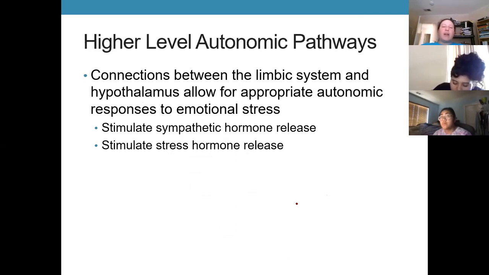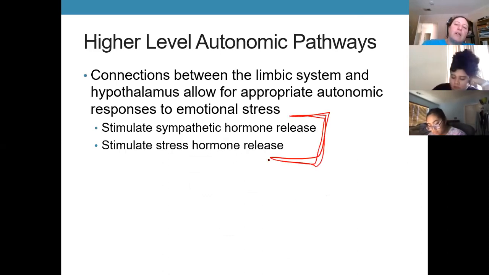The limbic system hypothalamic connections, as I said, are important for appropriate autonomic responses to emotional stress, okay? So again, it's knowing how to manage your autonomic tone based on your emotional state, because your emotional state should reflect whether or not you need to be ready for fight or flight or whether you are safe to relax. But that's, of course, also why things that cause us anxiety are going to cause higher levels of sympathetic tone. Even though we should be safe, there's no physical threat, our body still reacts as if there is because of this connection.